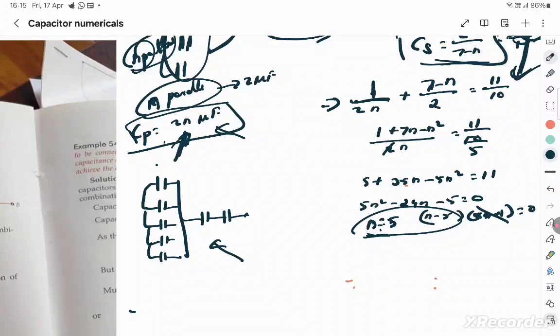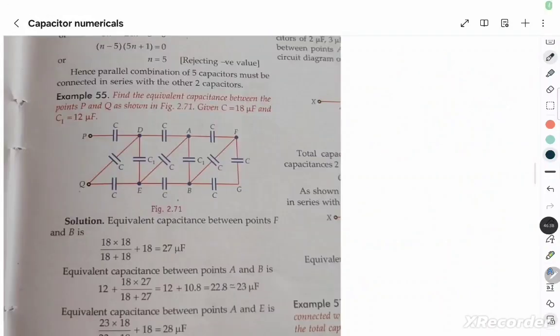So I'm going to deal with the 56th question. So let me deal with the 55th question. And as you can see, find the equivalent capacitance between the points P and Q, given that C is equal to 18 microfarad, and C1 is given to be 12 microfarad. Okay, so you have to find the equivalent between P and Q.